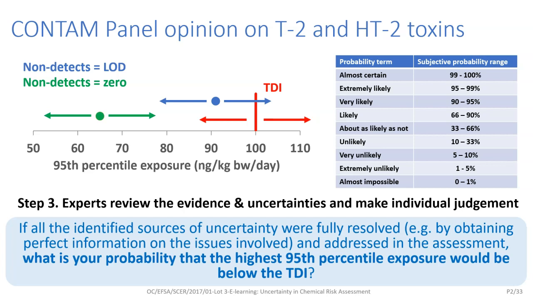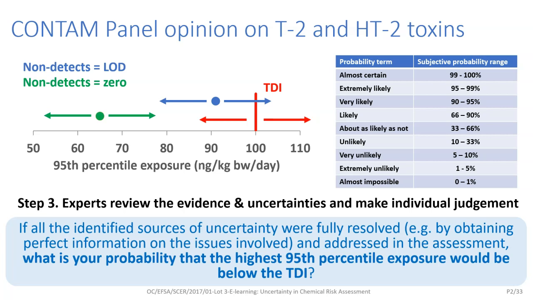So, how can experts use the approximate probability scale to make judgments on the defined question? Each expert selects one or more probability ranges from the scale to express their judgment of how likely it is that the highest 95th percentile exposure would be below the TDI if all the uncertainties were resolved. This is not guessing. It should be a careful, reasoned judgment, using the assessor's expertise and taking account of the evidence and the uncertainties that have been identified.